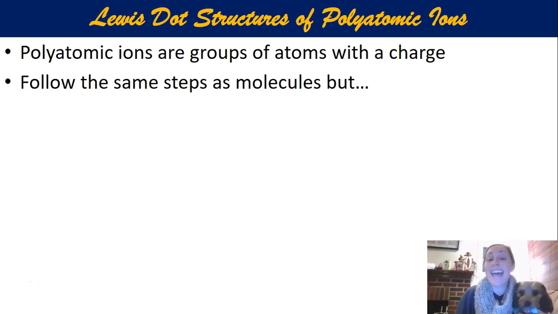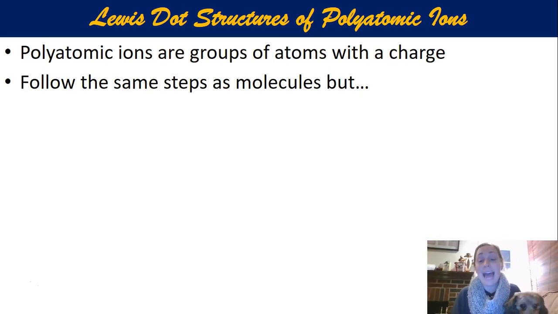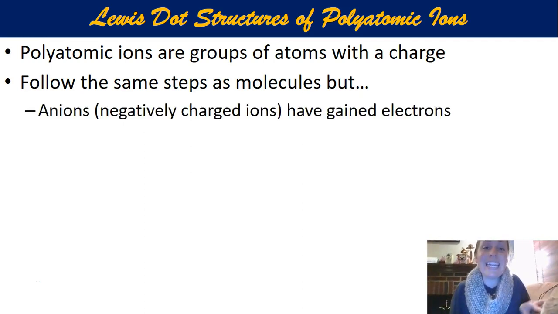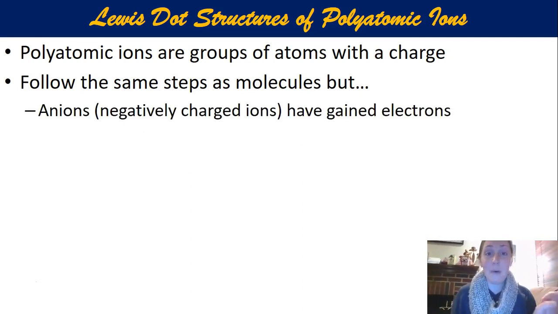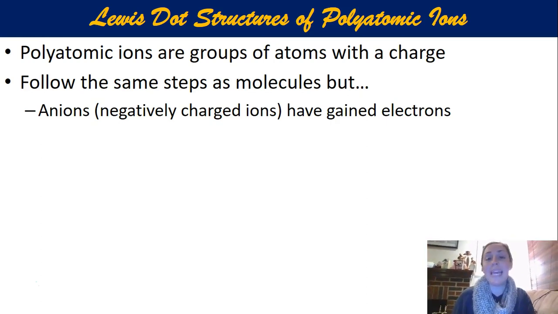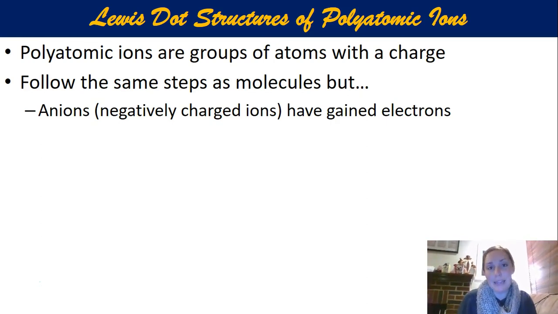So you're going to follow the exact same steps you did with molecules. However, if it is an anion, as in if it is a polyatomic ion with a negative charge, then to have a negative charge, you had to gain electrons. So whatever the negative charge is, gained that many electrons. If it's -1, it gained 1 electron. If it's -2, it gained 2 electrons.